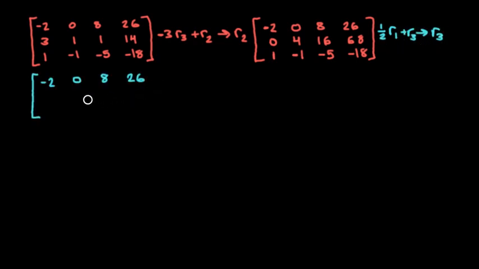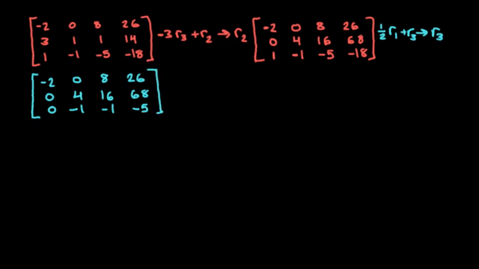Row 1 didn't change. Row 2 didn't change. Okay, row 3. So 1/2 times -2 is -1, plus 1 is 0. 1/2 times 0 is 0, plus -1 is -1. 1/2 times 8 is 4, plus -5 is -1. 1/2 times 26 is 13, plus -18 is -5. Okay, I think you get scale and sum now.